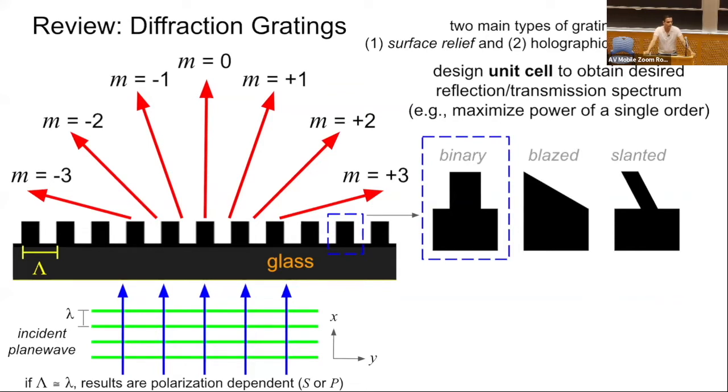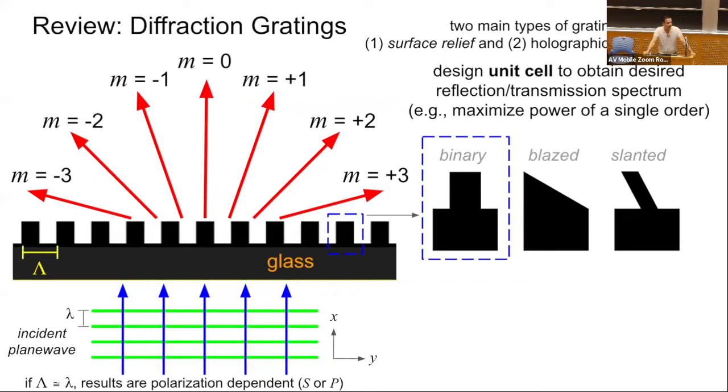The degrees of freedom in this unit cell are the height, obviously, but also the fill factor, the width of that grating, and the periodicity, this capital lambda, that controls the actual locations of the diffraction orders. So once you fix capital lambda, you fix where you find those diffraction orders. And the design of the unit cell, all that does is concentrate the light into those various orders. And so that's where the design element comes in.